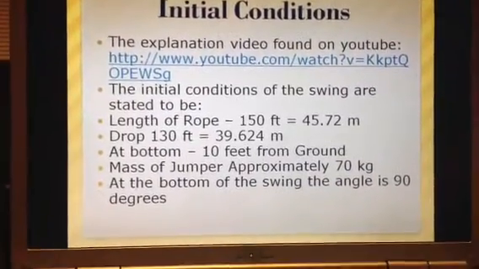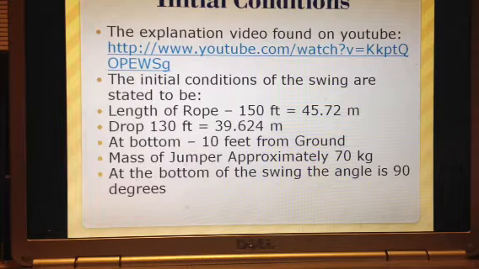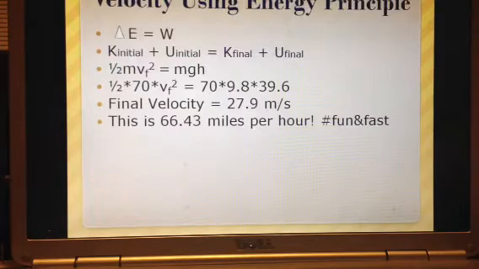Initial conditions. The explanation video can be found at this link. The initial conditions were given in that. The length of the rope is 45.72 meters. The initial drop is 39.62 meters. At the very bottom when they're swinging, they're 10 feet from the ground. The mass of a jumper is approximately 70 kilograms. That's just the average mass of a human, looking at the people who are in the video. And at the bottom of the swing, the angle is 90 degrees.